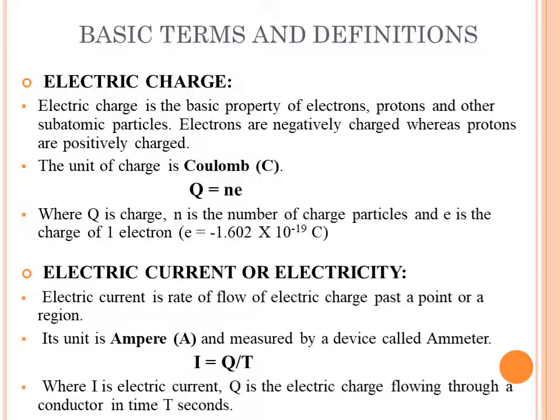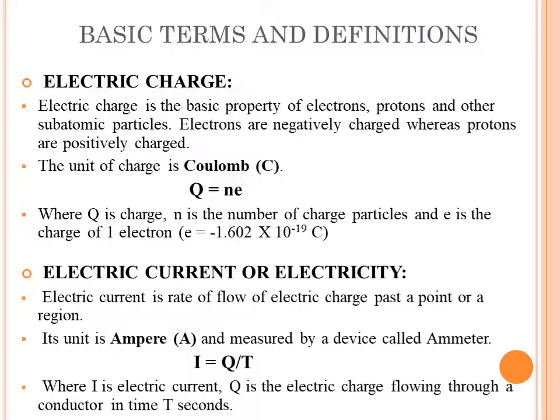First is electric charge. I'm going to tell you from the basic thing before coming to the electric current definition. So first we should know the electric charge definition. We have already studied about atom. Atom consists of subatomic particles, that is electrons, protons and neutrons. Electrons are known as negatively charged particles and protons are known as positively charged particles.